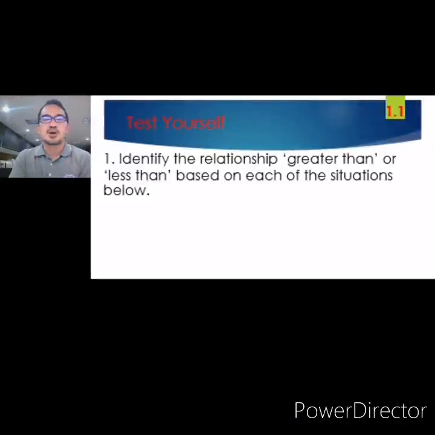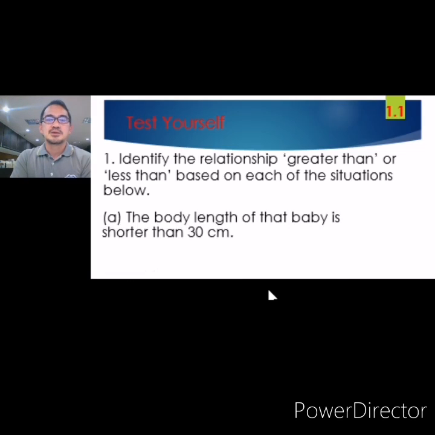Test yourself 1.1. Number 1. Identify the relationship, greater than or less than, based on each of the following situations. Letter A. The body length of that baby is shorter than 30 centimeters. The answer is less than. So therefore, the body length of that baby could be 29 centimeters, 28 centimeters, and so on. Less than 30 centimeters. The word shorter than means less than.